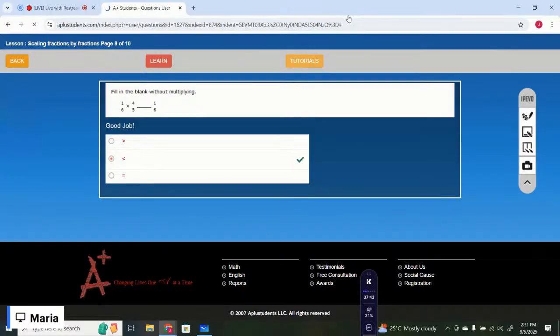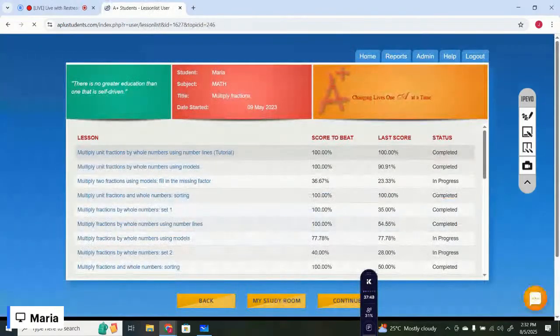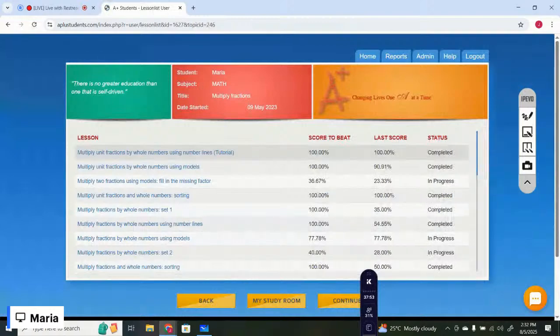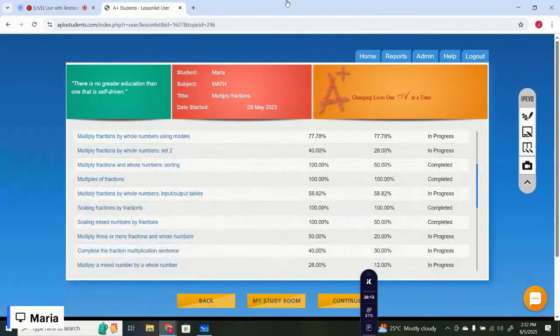Okay, you can complete the lesson by yourself later today. Let me just move on to the next lesson. Next lesson is scaling method, scaling mixed numbers by fractions.